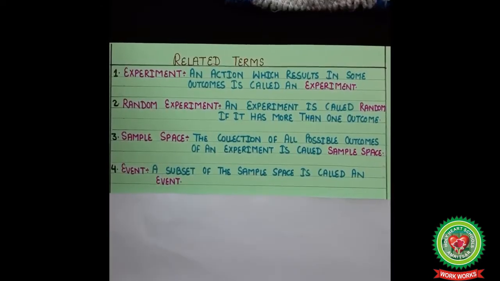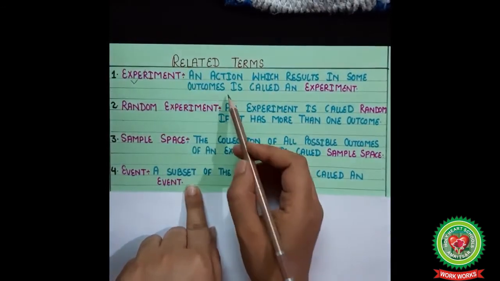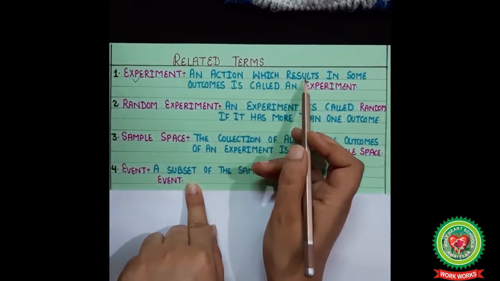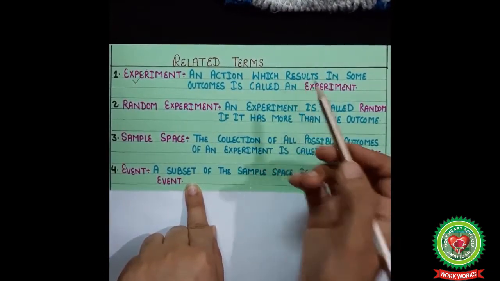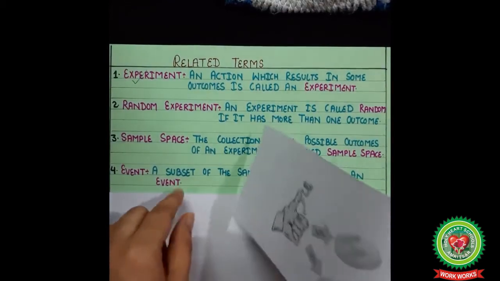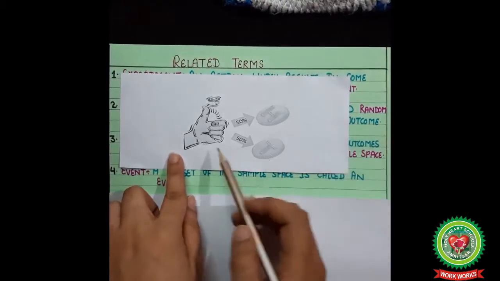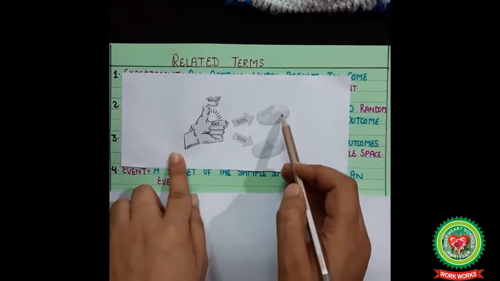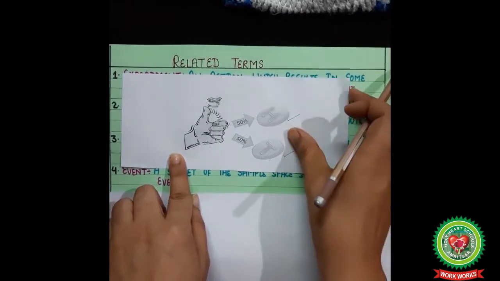Now let's have a look at the related terms. Term number 1 is experiment, which means an action which results in some outcomes. It is called an experiment. For example, if we toss a coin, this is an action. If we toss a coin, what are the outcomes? Either head or tail.